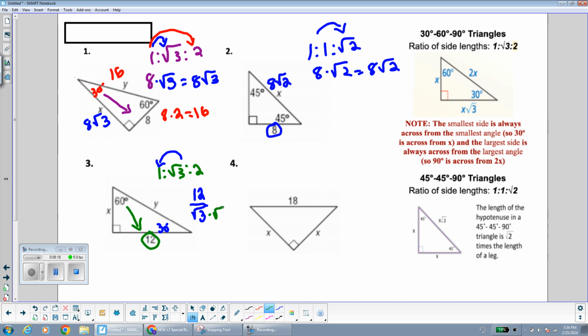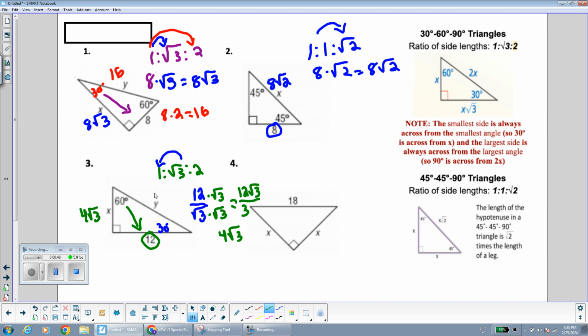So what we're going to do is we're just going to multiply the top and the bottom of the fraction by the radical that we want to get rid of from the denominator. So top and bottom by radical 3. What I have over here is 12 radical 3. Radical 3 times radical 3 is radical 9, which is just 3. And then finally, 12 divided by 3 does simplify. That is 4 radical 3. And that is our smallest side.